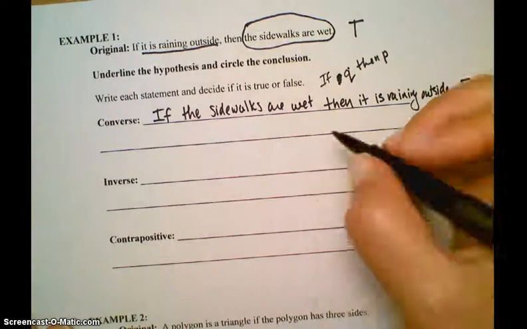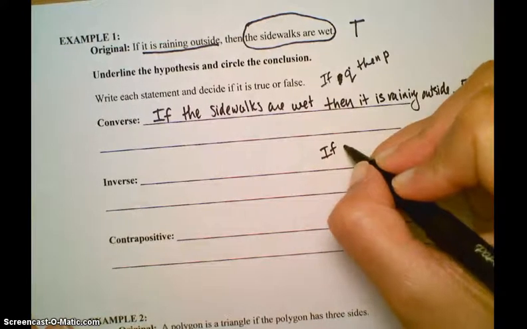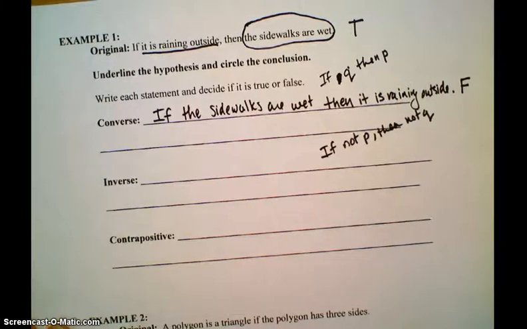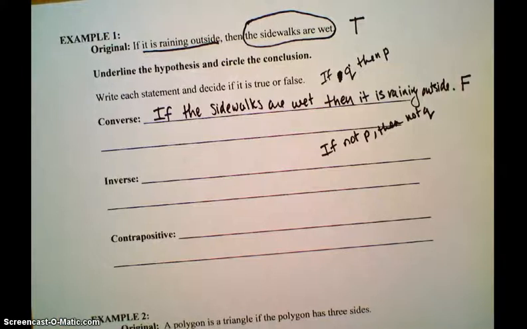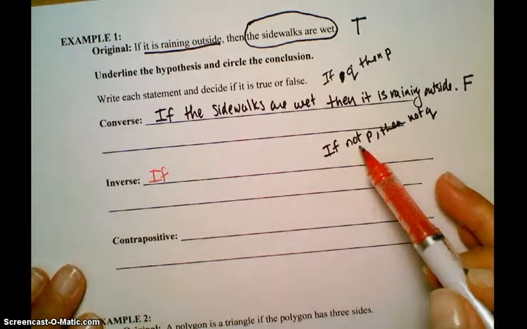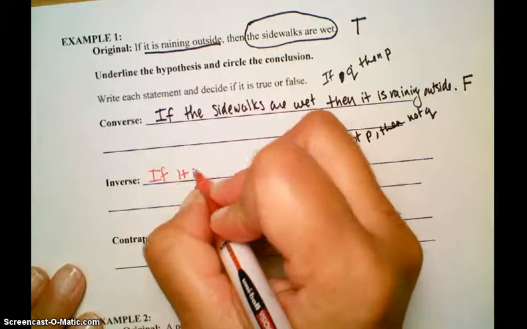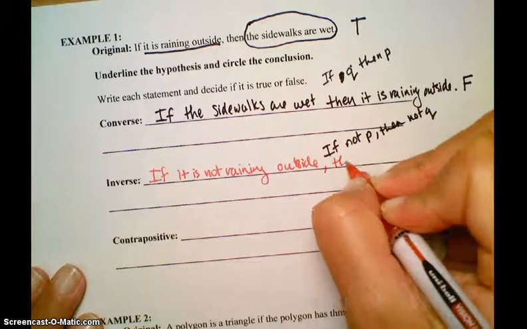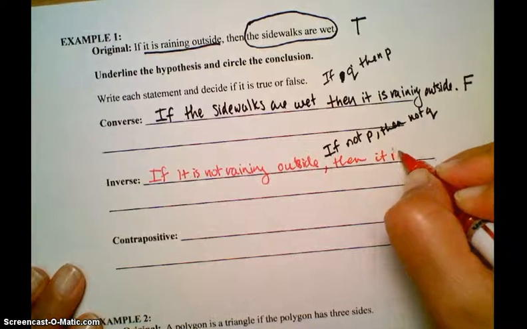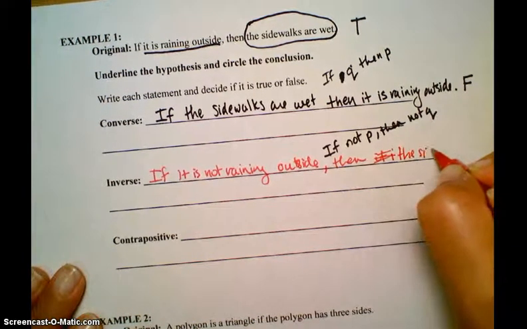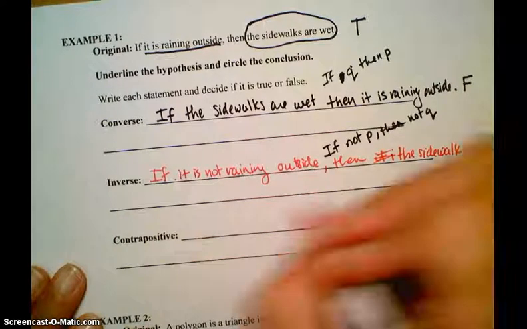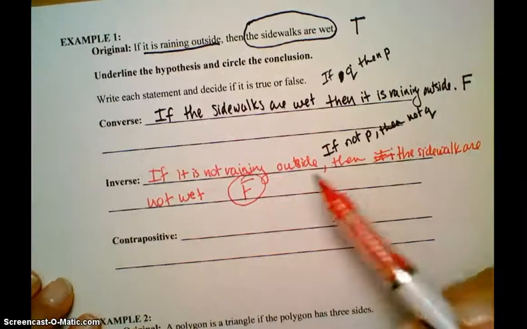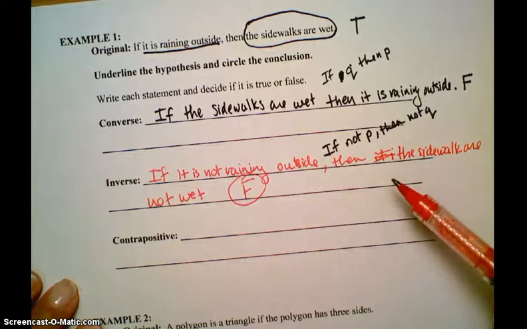Okay, the inverse is negating the original. So if not P, then not Q. So we're going to say, and again, we're negating the original, if it is not raining outside, then the sidewalks are not wet. And that also is going to be a false statement. And again, for the same reason, just because it's not raining, I can't guarantee that the sidewalks are not wet.